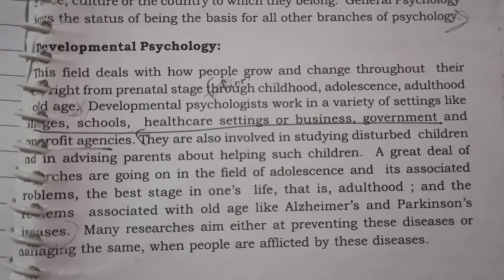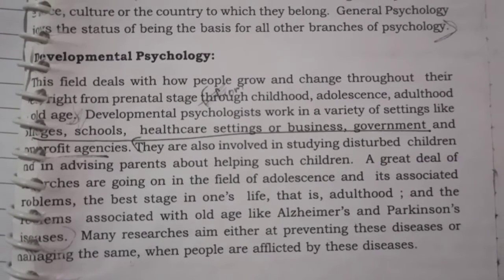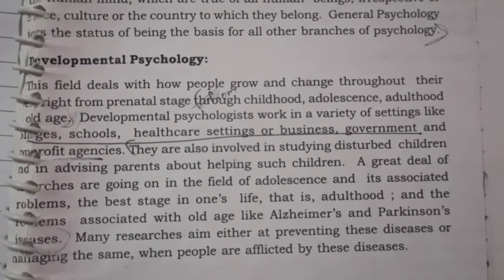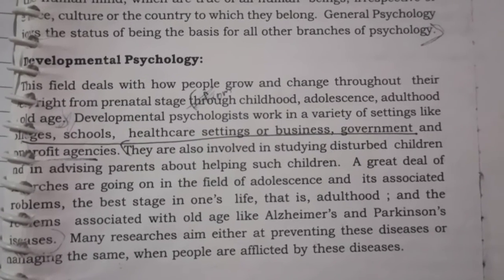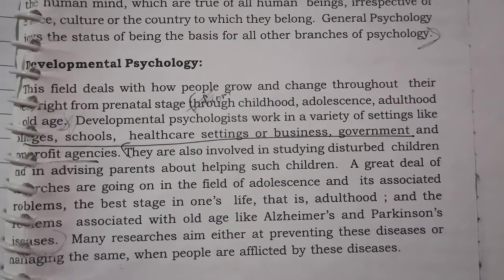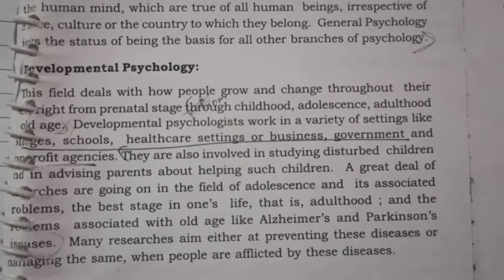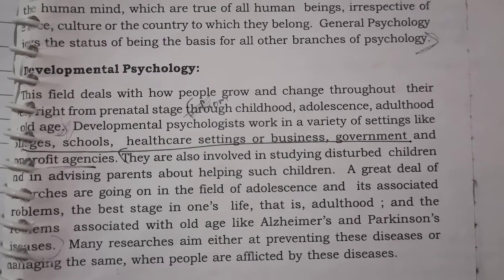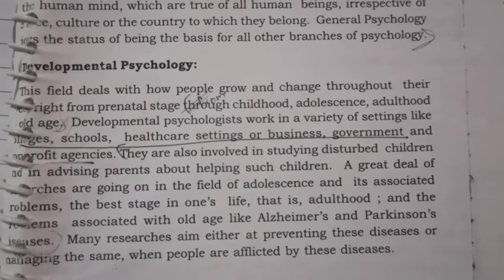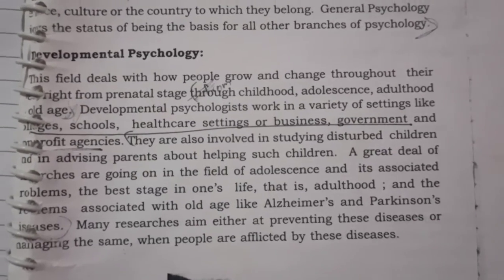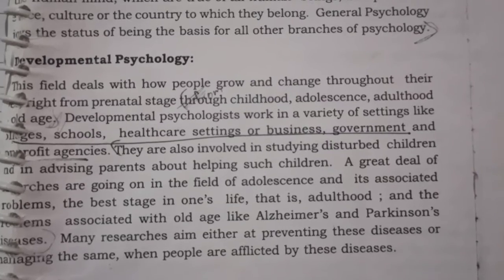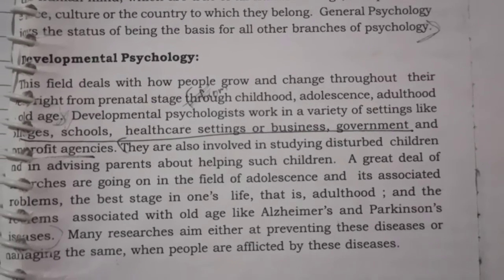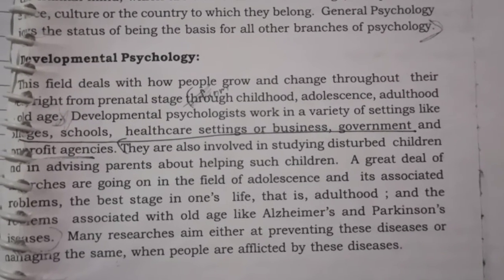A great deal of research is going on in the field of adolescence and its associated problems, the best stage in one's life, that is adulthood, and the problems associated with old age like Alzheimer's or Parkinson's. Many researchers aim either at preventing these diseases or managing them when people are afflicted by them. So the best stage one can have is adulthood. And when you are getting old, you will have many problems like Alzheimer's and Parkinson's. These are the diseases.